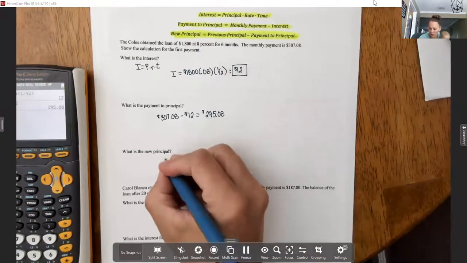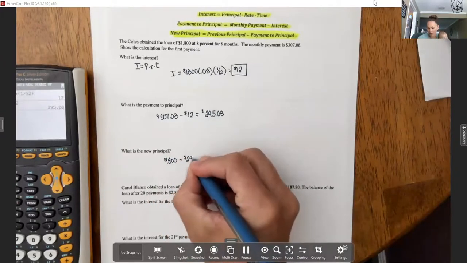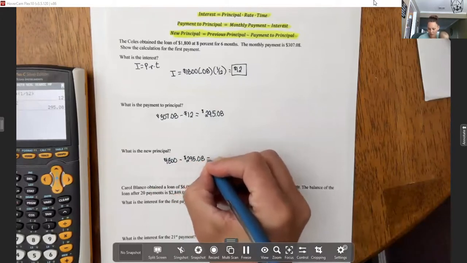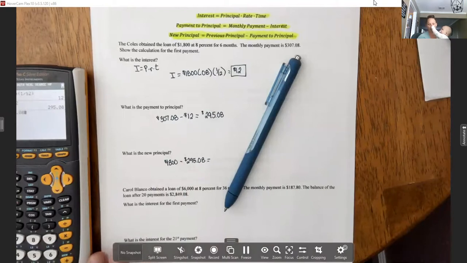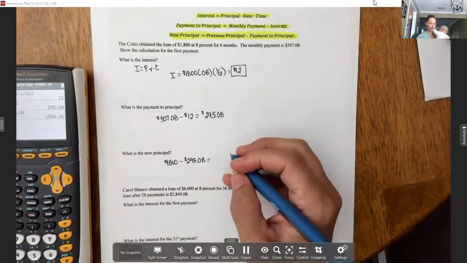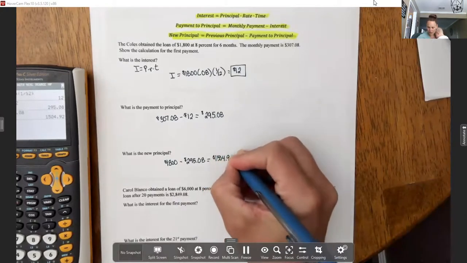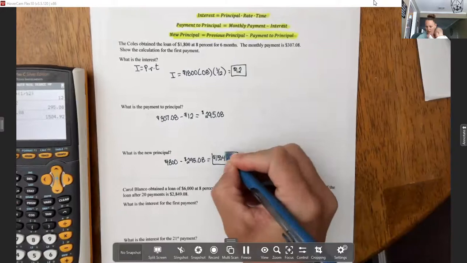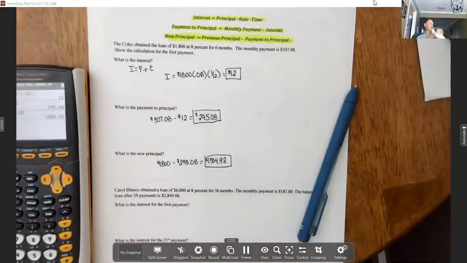So the new principal, you owed $1,800. That's how much you borrowed. And you just paid $295.08 towards it. Okay, we're almost done, baby girl. 1,800 minus 295.08 is 1,504.92. So that's how much is left to pay on the loan. If you walked in today and said, after 1 month, I want to pay my loan off, that's how much you owe.